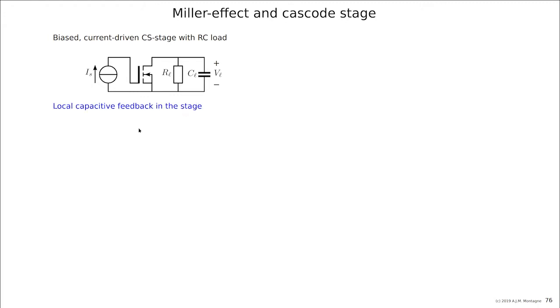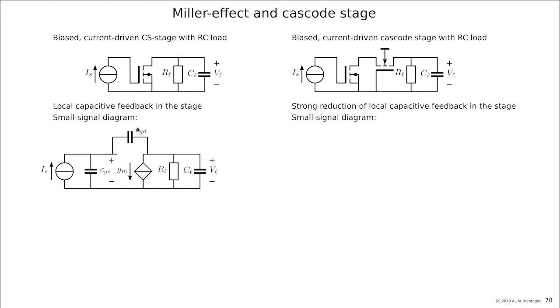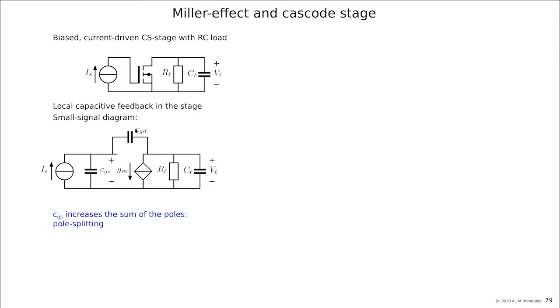So, local feedback in the stage. Let's see how it works. The small signal diagram looks like this. We have local feedback here, and CGS doesn't introduce a new pole. It cannot, because there would be a loop of capacitors, so there can only be two poles. But if CGD is not there, we have one pole at the origin and another pole at 1/(RL CL).